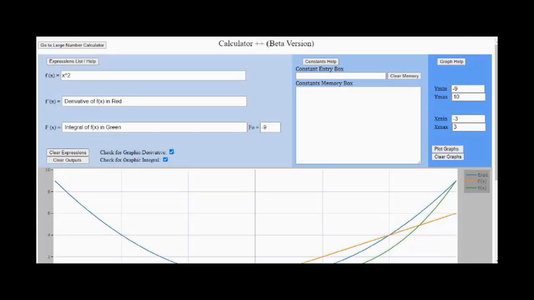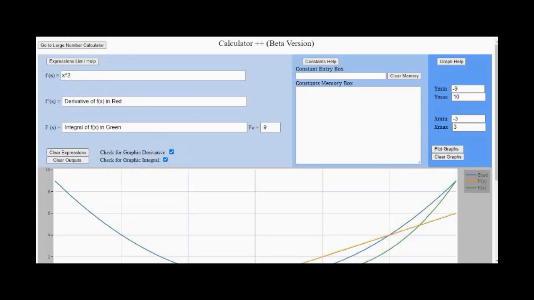To demonstrate the Calc++ graphic derivative and integral capabilities, the simple function f of x equals x squared is used, which is typed into the top input expression box with both checkboxes checked, as shown on the screen. Right, here are the checkboxes, and here is x squared up here.